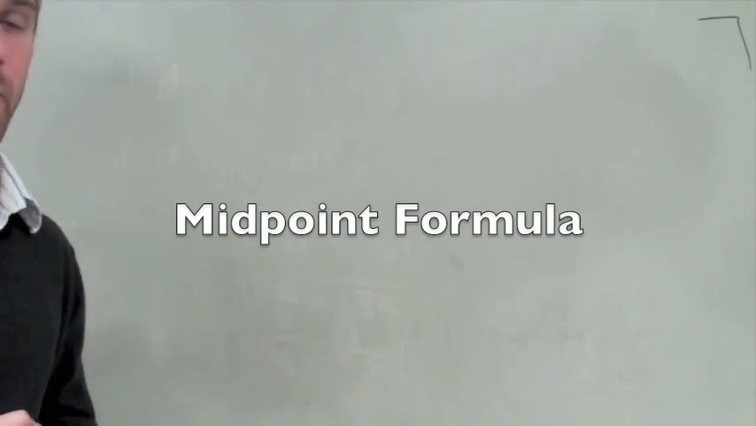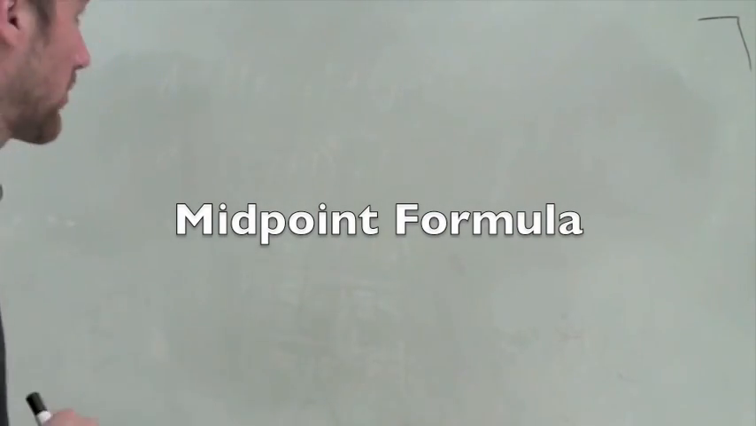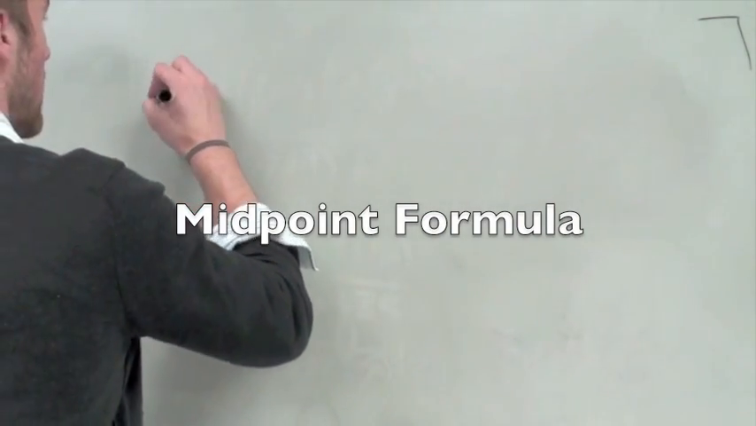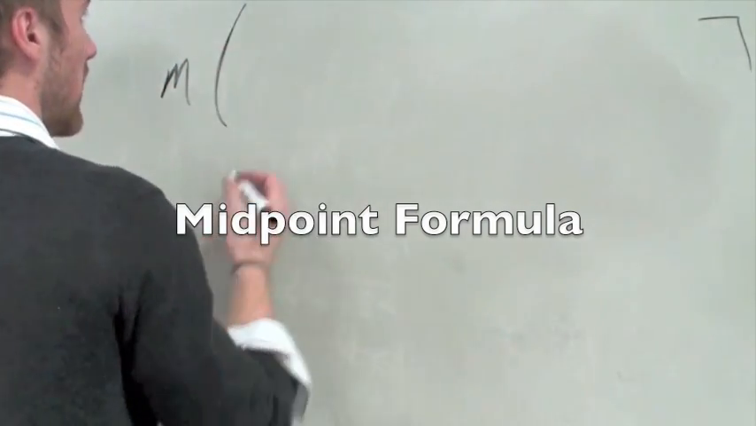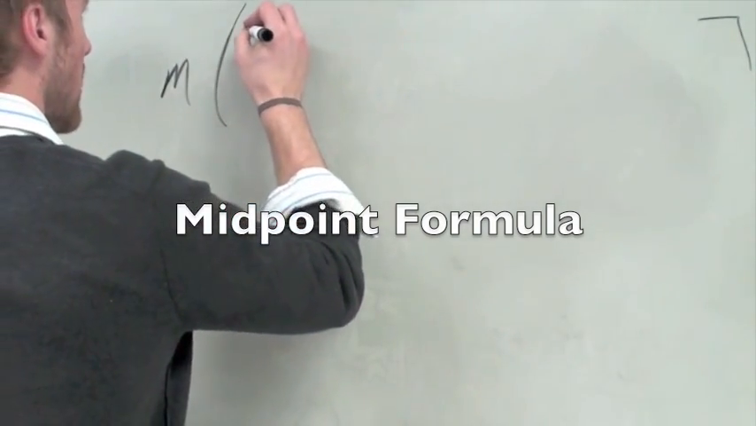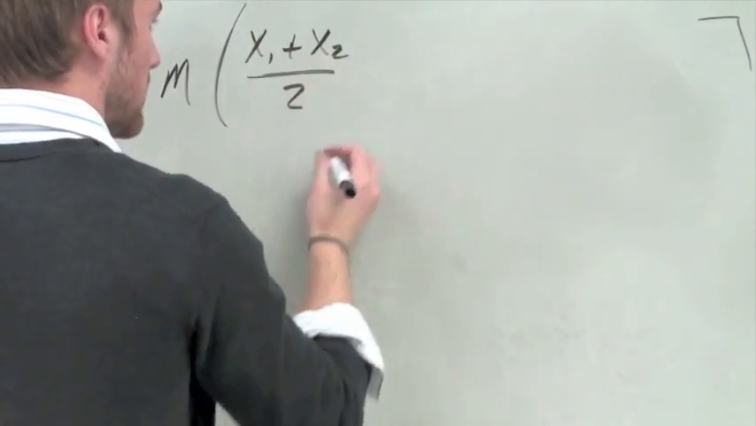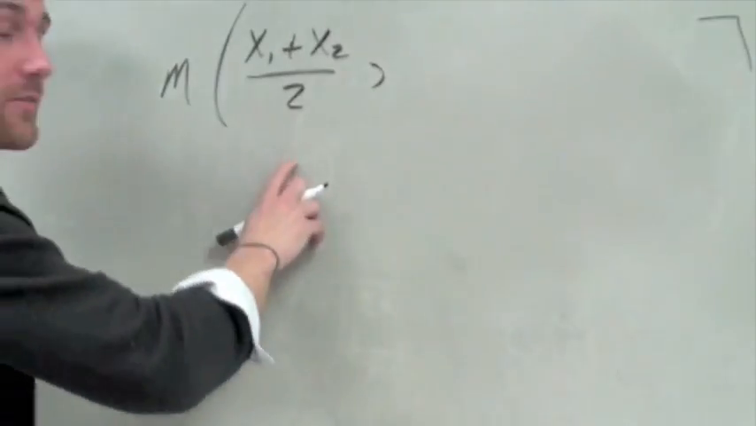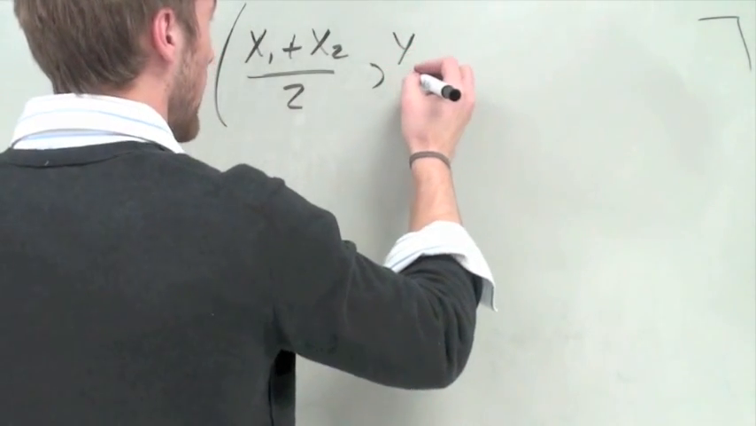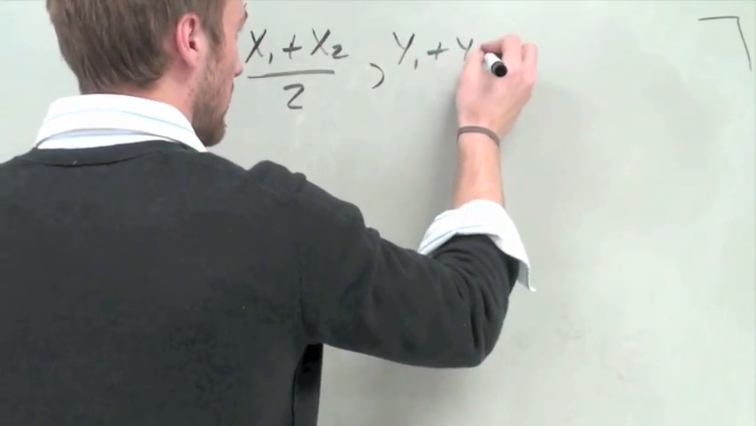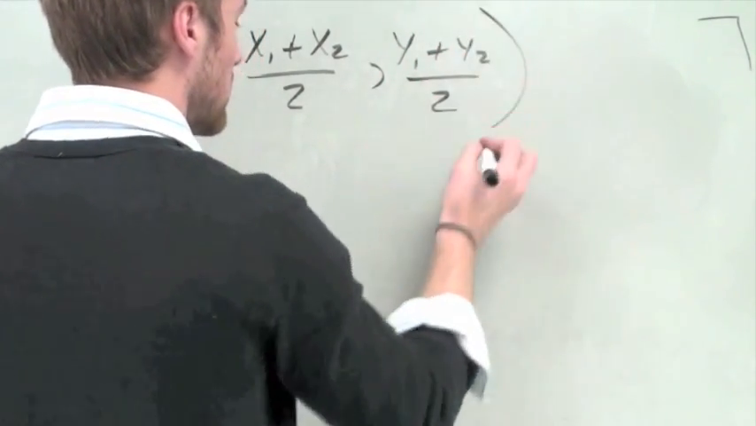Hello again. We are going to be doing the midpoint formula today. First thing you need to know is the midpoint formula. So let's write it down. Midpoint is going to be x1 plus x2 divided by 2. That's a 2, not a z. I have crappy handwriting. Then y1 plus y2 divided by 2.